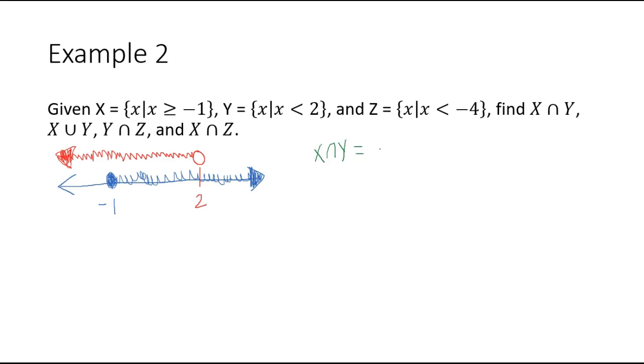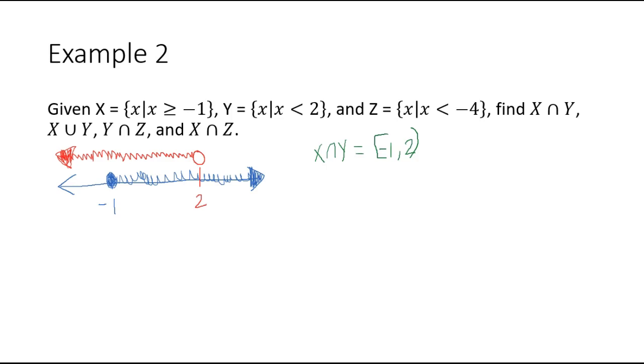And that goes from -1 all the way out to +2. And since -1 has a dot on it, it's going to get a bracket. And the +2 has an open circle, not included here, it's going to get a parenthesis. And there is the intersection between sets x and y.